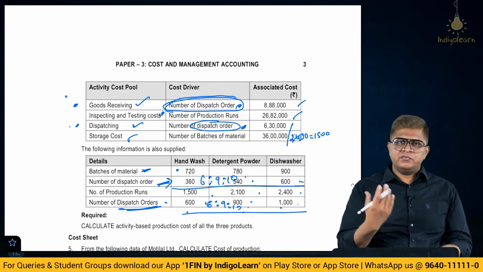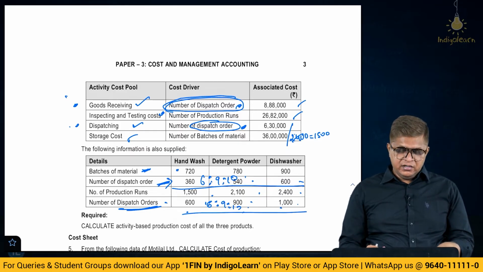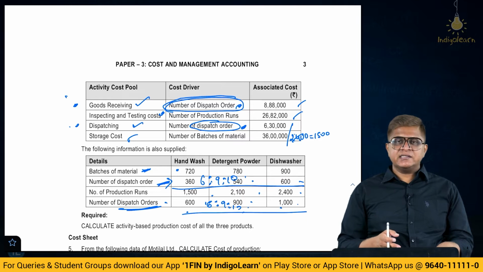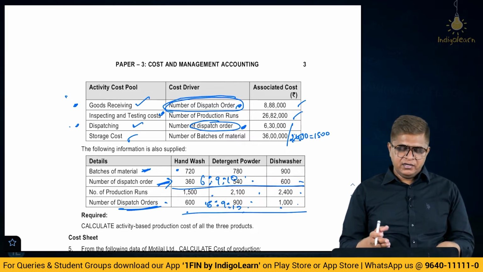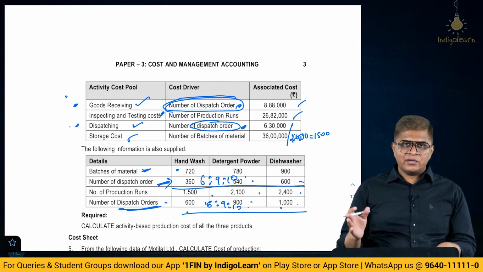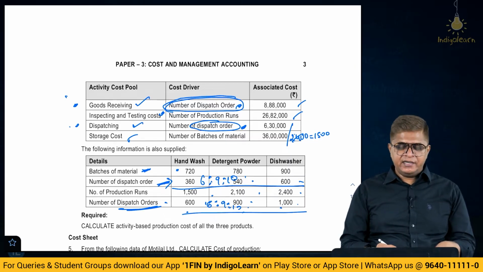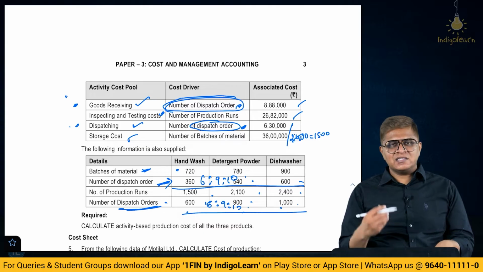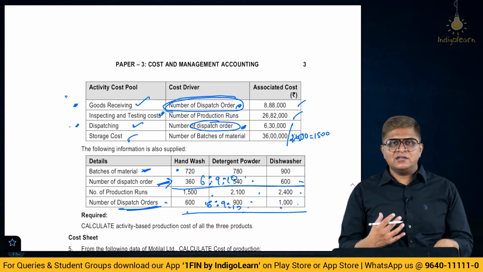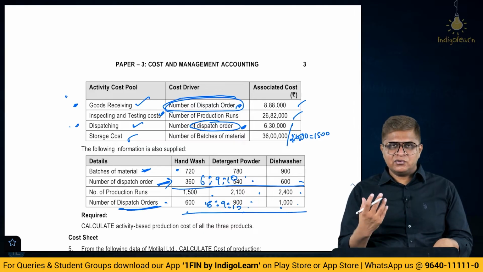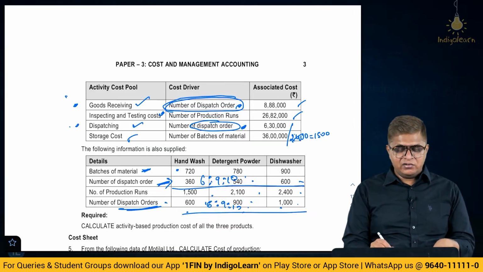That will give you the cost to be apportioned for that. Likewise 1500 into 780 for detergent, or 1500 into 900 for dishwasher. You can do that, or you can use the proportion also. You can say 720 is to 780 is to 900. This is the proportion in which I want to distribute the cost. But the way that we have learned in all our recordings and previous examples is, we will calculate the fixed overhead recovery rate activity wise.